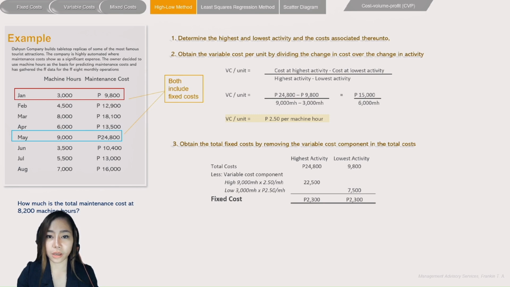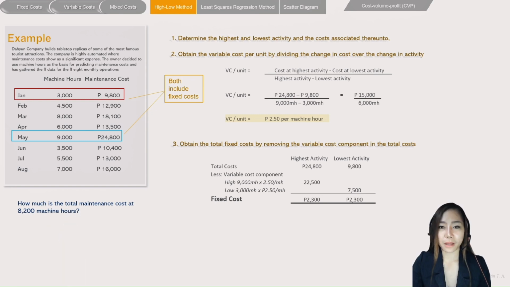The high-low method will not just teach you how to get the variable or fixed cost component, it will also help the manager estimate overhead so you are able to plan for it. For example, how much is the total maintenance cost at 8,200 machine hours? We just use the formula: since we already have the fixed cost of 2,300, then the variable cost per unit multiplied by 8,200 plus the fixed cost of 2,300. So the estimated maintenance cost at 8,200 machine hours is 22,800.